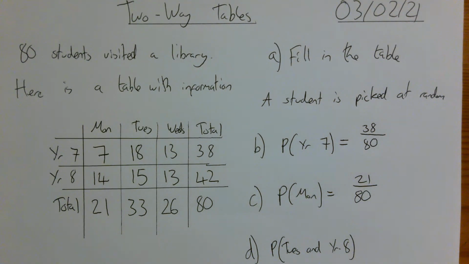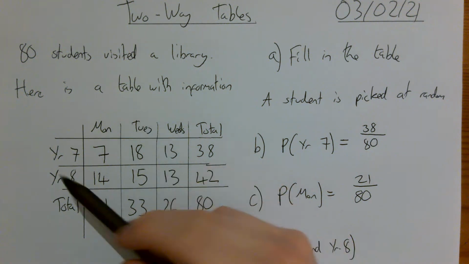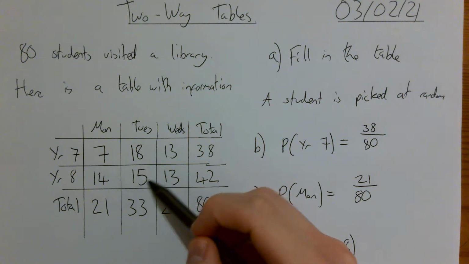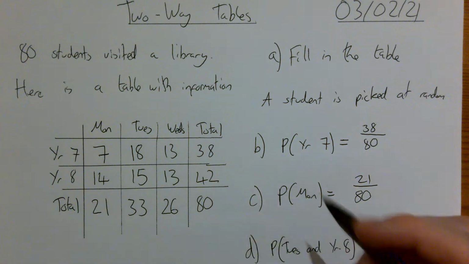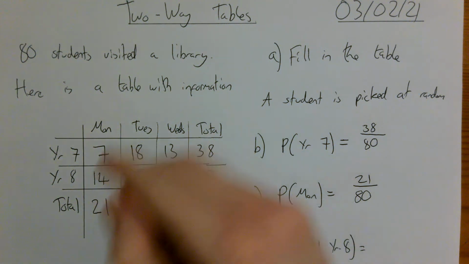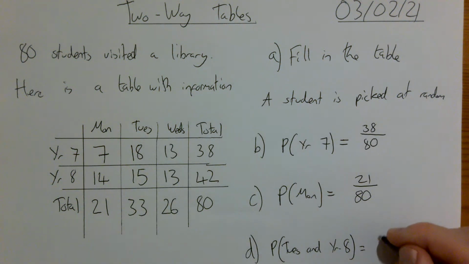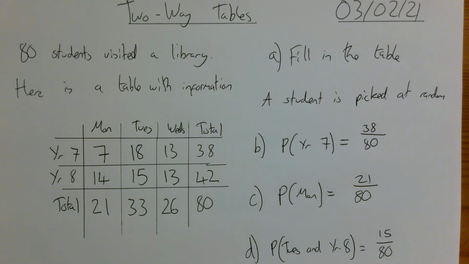And then the probability that they were Tuesday and Year 8. Well, there are 15 students that were Tuesday Year 8s. So the probability, if I pick one at random from the whole thing, that they were Tuesday Year 8 is 15 out of 80. Okay, that's probably taken you about 10 to 15 minutes into the lesson.